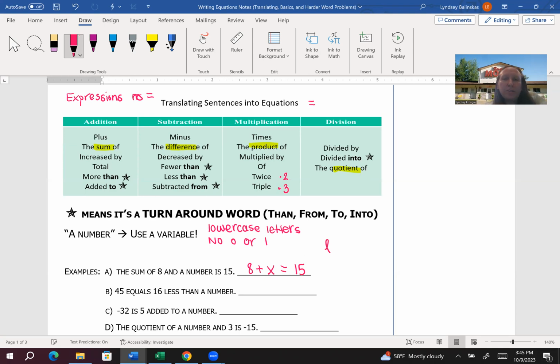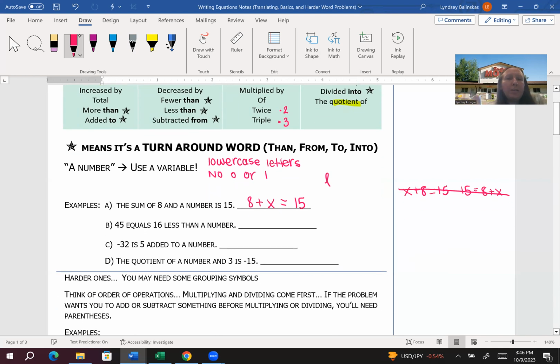Now, could you also say technically x plus 8 equals 15? Yeah, because addition is commutative. Could we also say 15 equals 8 plus x? We could. It doesn't really matter where we're putting that equals 15. However, we do want to try and represent this situation as best as we can. And if I'm reading this as the sum of 8 and a number is 15, the one I have on the line is the best one.